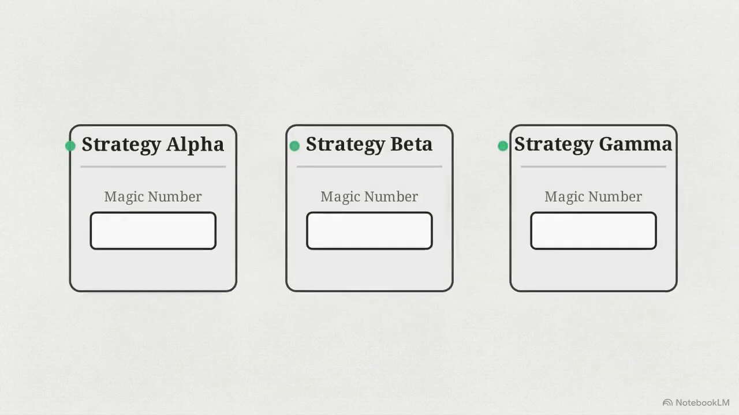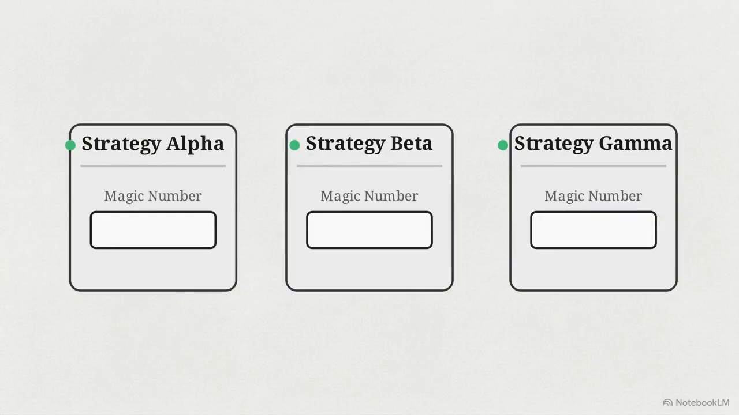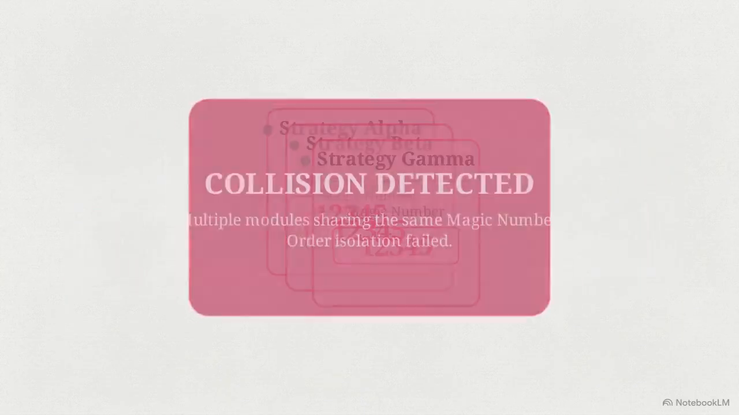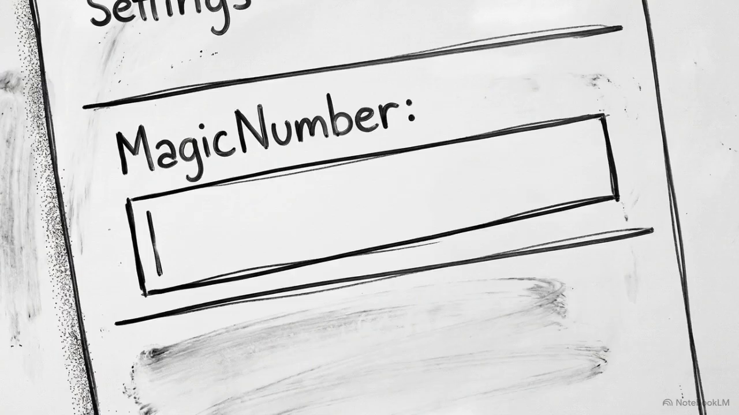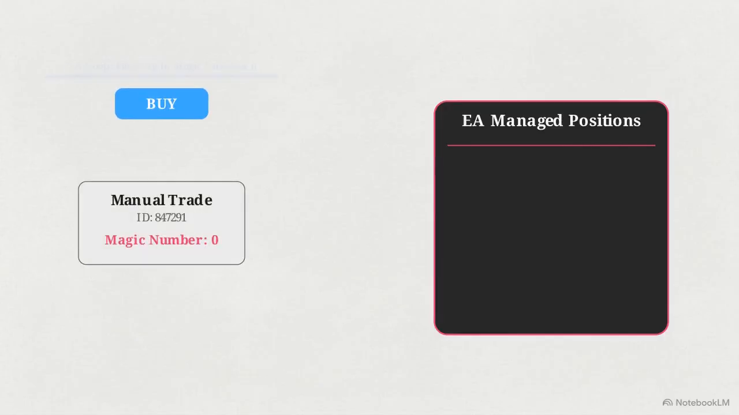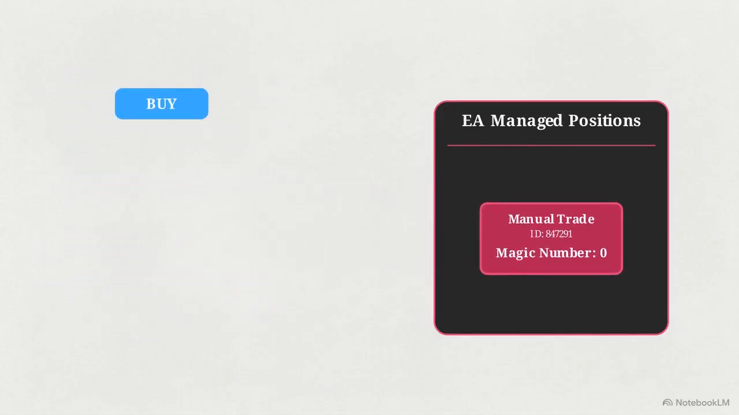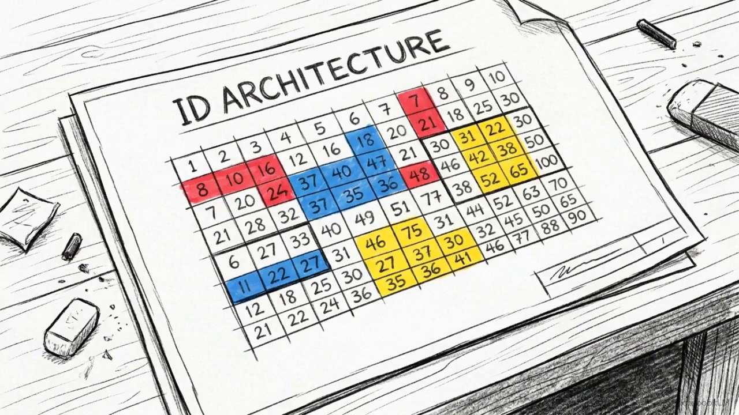But filtering by magic number only works if those numbers are actually unique. Systemic collisions happen constantly because developers leave the magic number field blank or default to arbitrary sequences like 1, 2, 3, 4, 5. Leaving a magic number at 0 is particularly dangerous. It forces the EA to hijack manual trades and terminal executions that naturally carry a 0 value. To prevent this, you need to implement a magic number namespace, a mandatory architectural standard for assigning mathematically unique IDs across your entire portfolio. The safest method for fixed portfolios is range allocation.